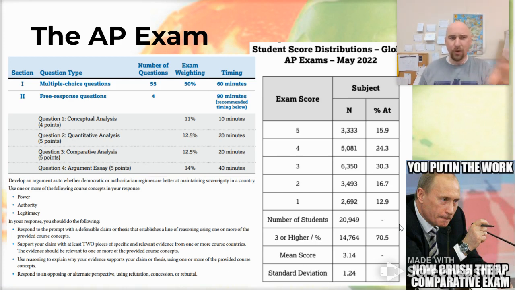I'm not going to read through all the specifics of the AP exam in case you want to pause it and take a look at that. But you can see the different question types. At the bottom corner, you'll see an example of an argument essay. So if you look at that and think, oh, that's the sort of thing I might be able to do, you'd be going in the right direction with this course.